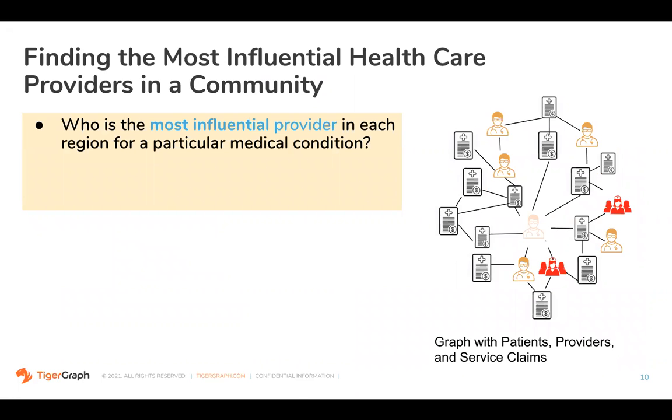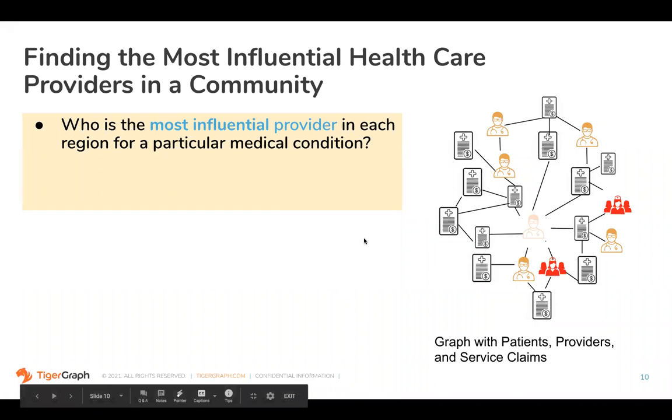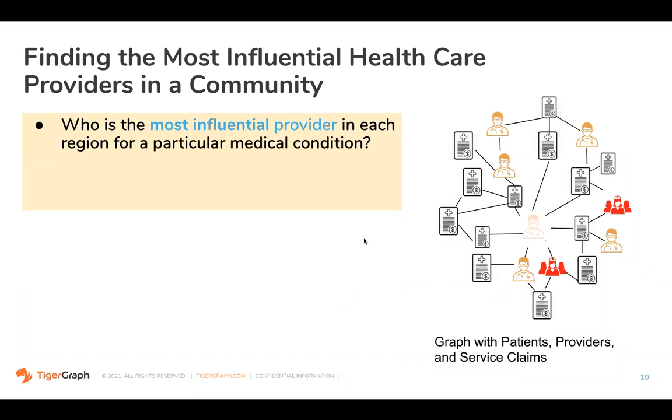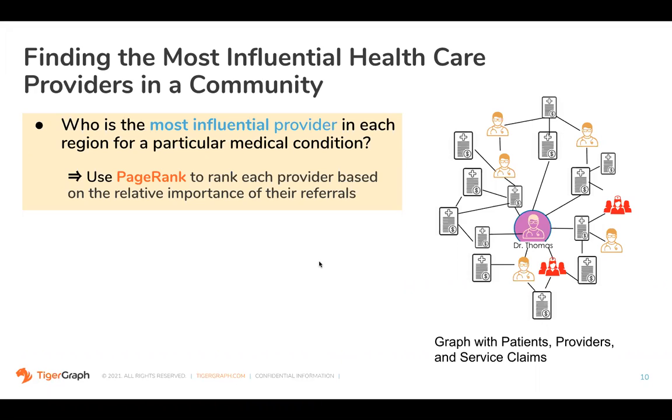One way that's used in healthcare is to find the most influential healthcare provider within a certain region for a particular medical specialty. So let's say this is a graph of patients and providers and service claims. And how can we find who is most influential? Well, if you use the PageRank algorithm, we could find that in this case, this Dr. Thomas has high PageRank because there are a lot of other doctors who are making referrals to him, and many of those doctors themselves may be relatively influential. So if a lot of influential people are referring to you, that makes you even more influential.